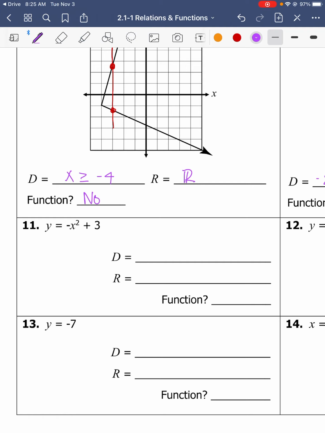All right, and now we're looking at an equation. So what we can do here for our x values is see, are there any restrictions on the x or y values? Are there any values that x cannot be? And the answer to that is here, no. There are no restrictions on the x value. We can take any number and square it and multiply it by -1 and add 3, and it will be just fine. So our domain here is going to be all real numbers.